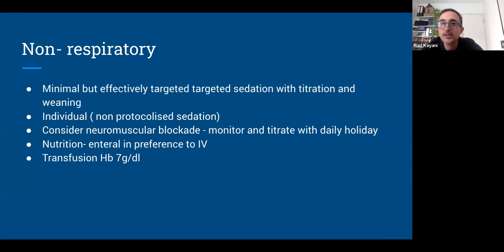So we talked a little bit already about the ventilation strategies, but there's other kinds of things we can do as well, which will help.